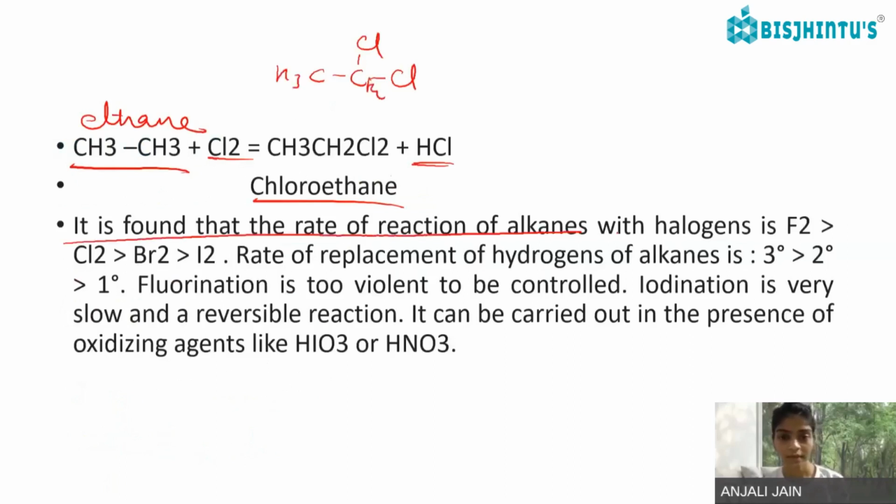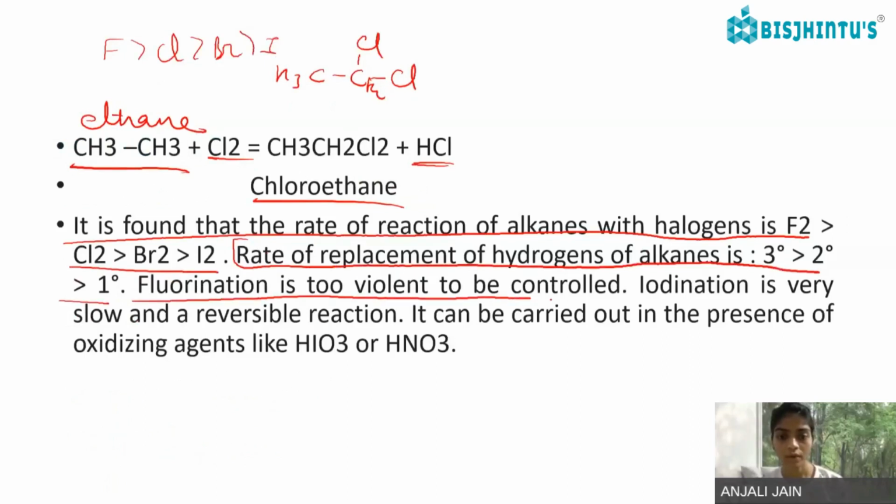It is found that the rate of reaction of alkane with halogens follows the order fluorine, chlorine, bromine, and iodine, because fluorine is the most electronegative, then chlorine, then bromine, and then iodine. So the rate of replacement of hydrogen of alkanes is 3° to 1°. Fluorination is too violent to be controlled. Chlorination can happen very easily. Iodination is very slow, because it is least reactive and a reversible reaction can happen.